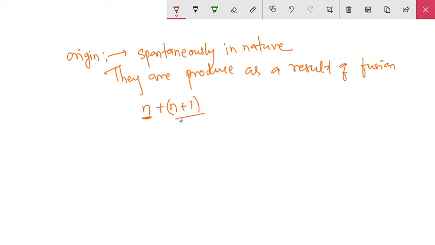We already discussed how the n plus 1 is produced. So for n plus 1, any one of the homologous chromosomes shows non-disjunction.